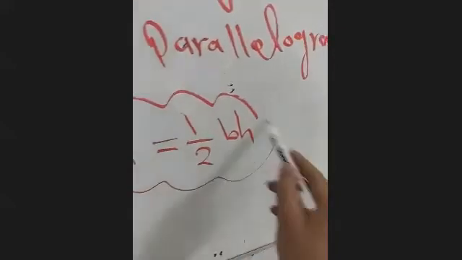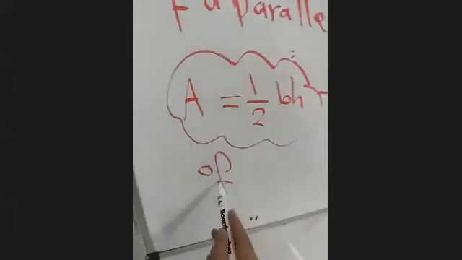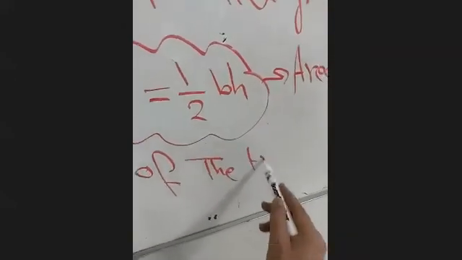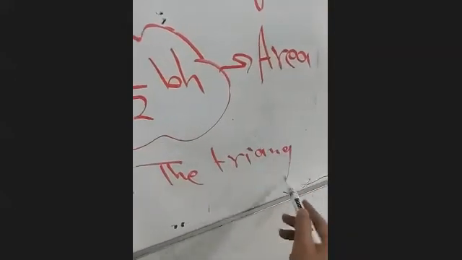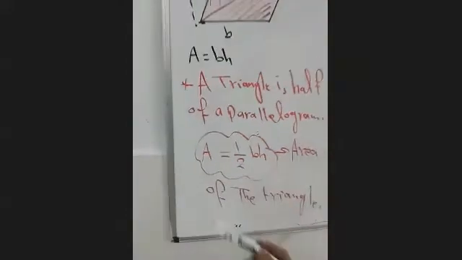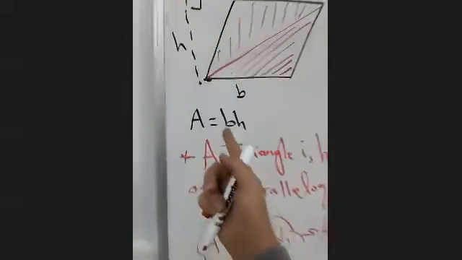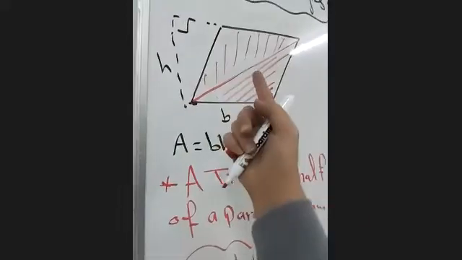This is the area of the triangle. So this is the second formula. This is the first formula. This is the area of the parallelogram.